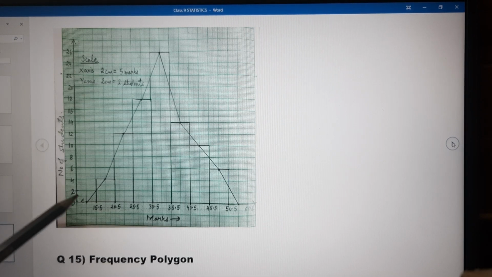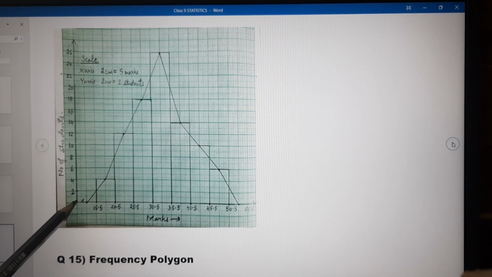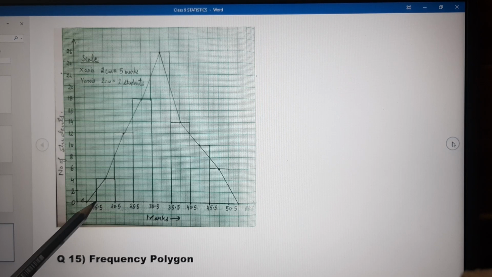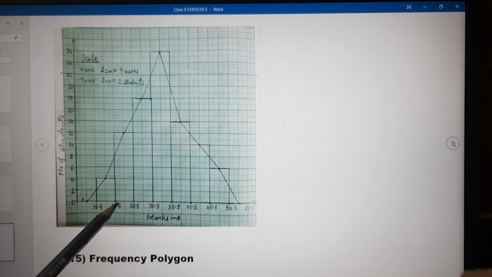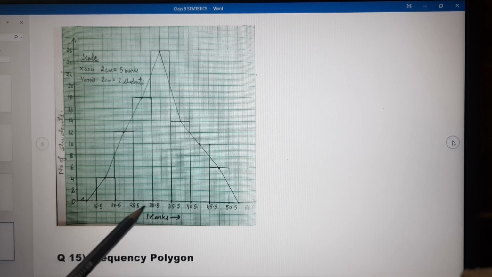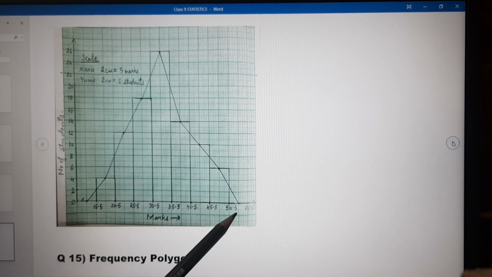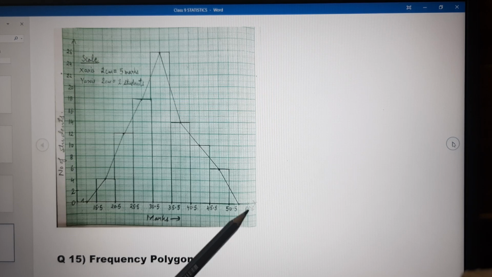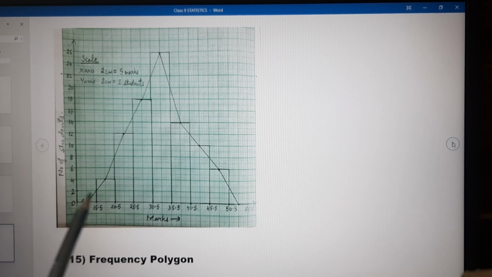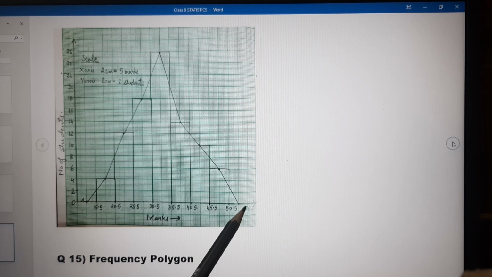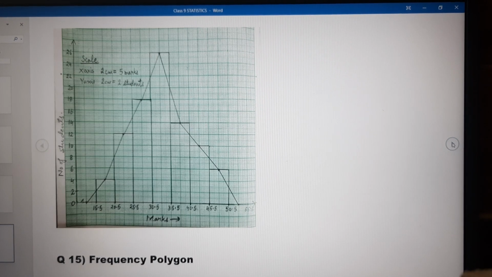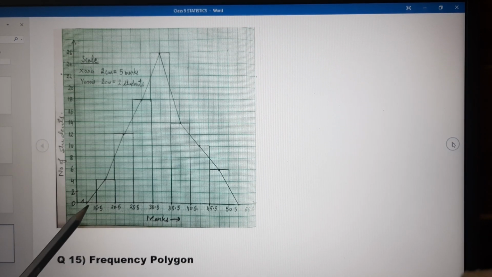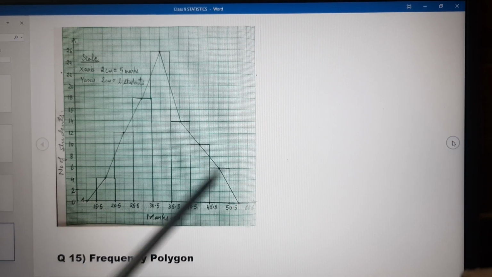Clear? So you can see on the x-axis I have taken 2 centimeter, and then the first one was 15.5. Then 2 blocks I have left, 20.5. Then likewise 25.5. One extra you have to mark at the end. In the beginning we have already taken it. At the end, this is 50.5. 2 small blocks I have left, and then 55.5. One extra, because we have to mark the midpoint in the beginning also, and at the end also.